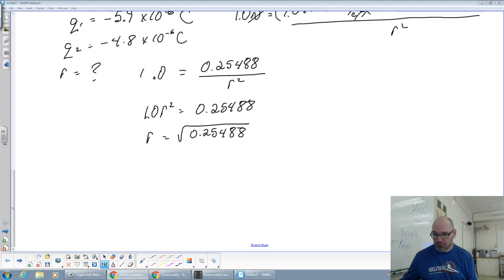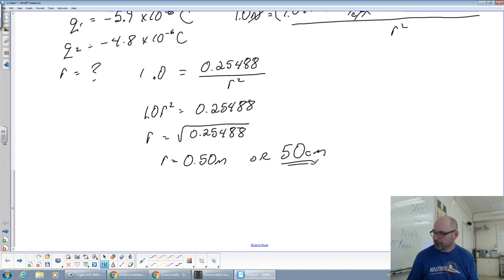what do we get there, about 0.5, or 50 centimeters. So they're about 50 centimeters apart in that case. Okay, so that's finding other variables.